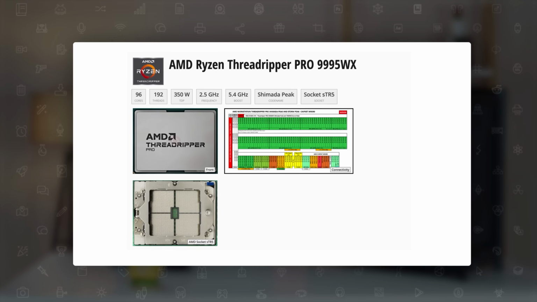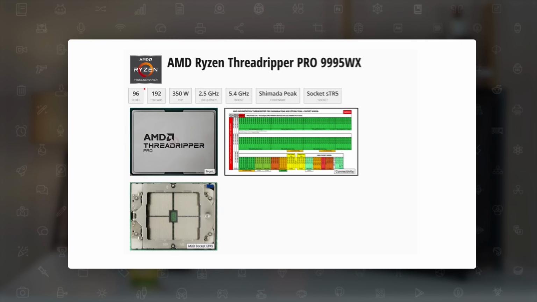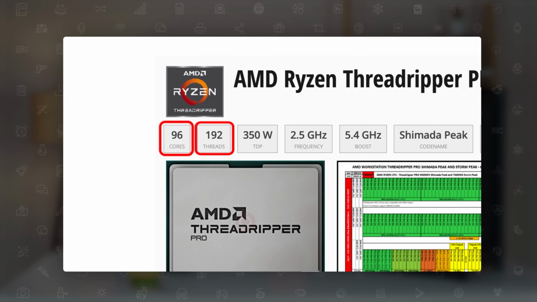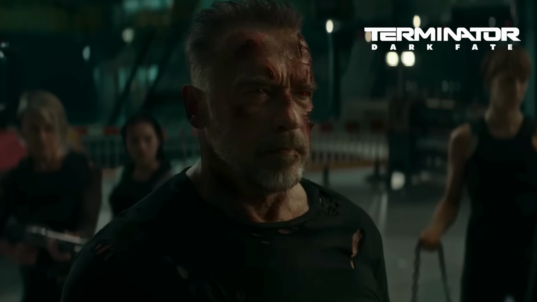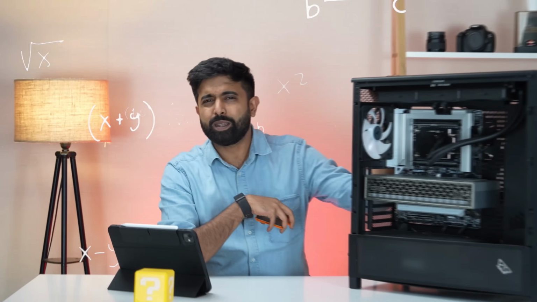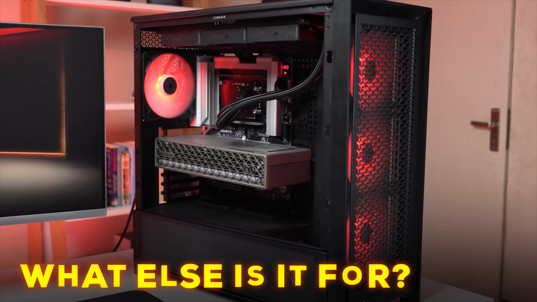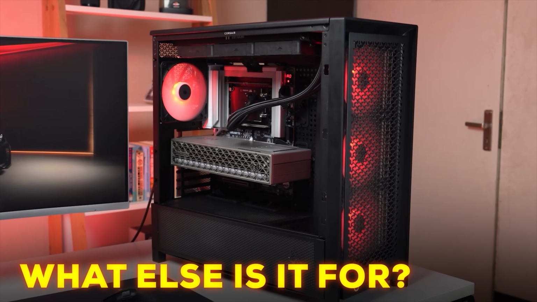The top end variant of this processor goes up to 96 cores and 192 threads. And chances are that your favorite movie, like The Terminator or even Avatar, is probably rendered on machines like this. The question really arises, what else do people use these kind of machines for?